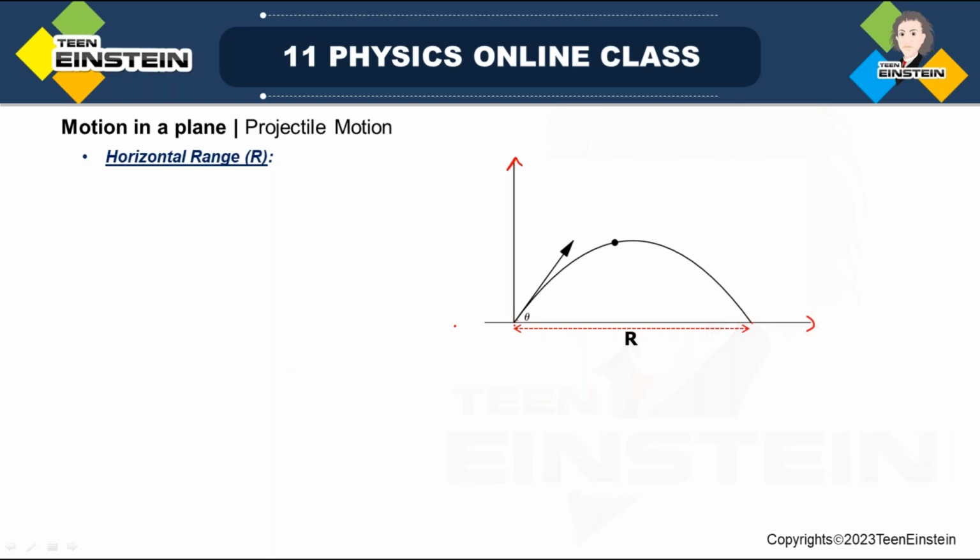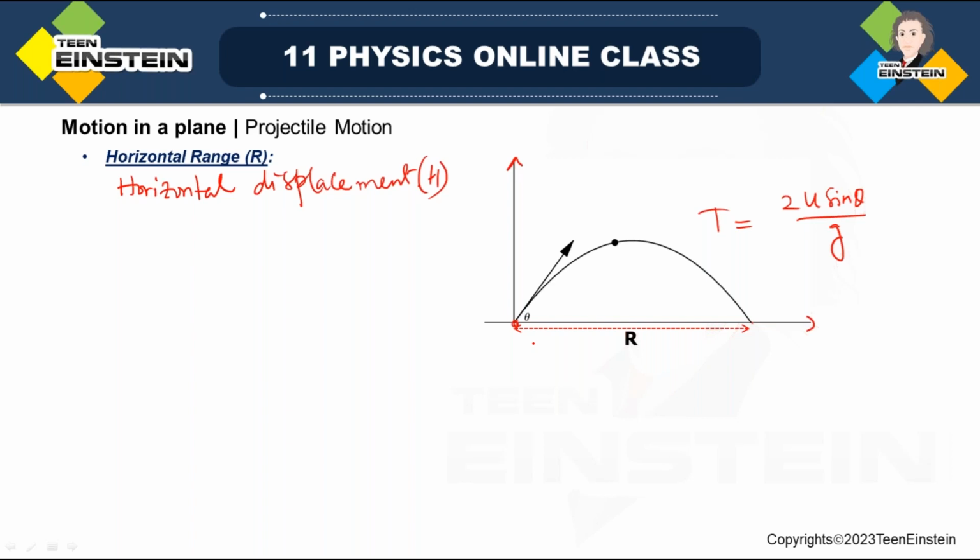This is nothing but horizontal displacement, right? The maximum horizontal displacement, or horizontal displacement. So how to find out displacement in the horizontal direction? We have already seen that. See, in the horizontal direction, we know the total duration of time, or the time of flight. Okay, time of flight we know, 2u sin theta by g.